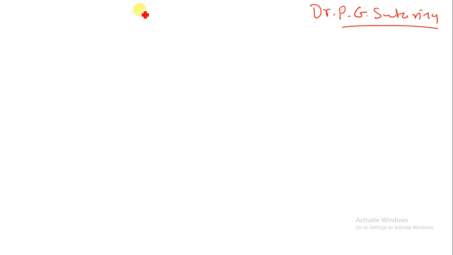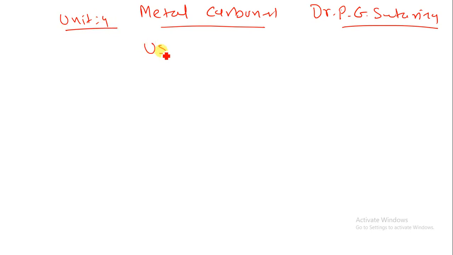Okay, so we have started the metal carbonyl chapter, as unit number 4 of US 03 CCHE 21. So in inorganic chemistry we have started the metal carbonyl chapter.